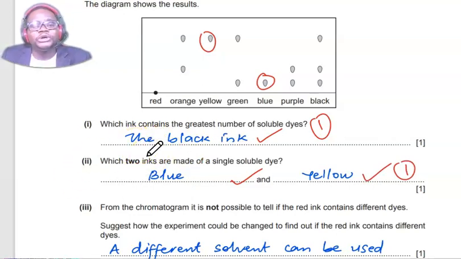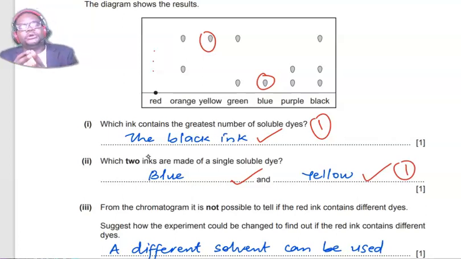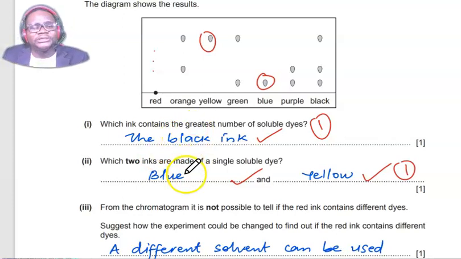From the diagram, it is not possible to tell if the red ink contains different dye. Suggest how the experiment could be changed to find out if the red ink contains different dyes. Okay, maybe the reason there was no separation here into spot is because the components of the red ink could not be dissolved by this particular solvent. So we could decide to choose a different solvent to see if the components of the red ink will dissolve in the solvent, and if they dissolve in the solvent, then they will be carried along the absorbent paper. So the answer to that will simply be use a different solvent for the chromatography.